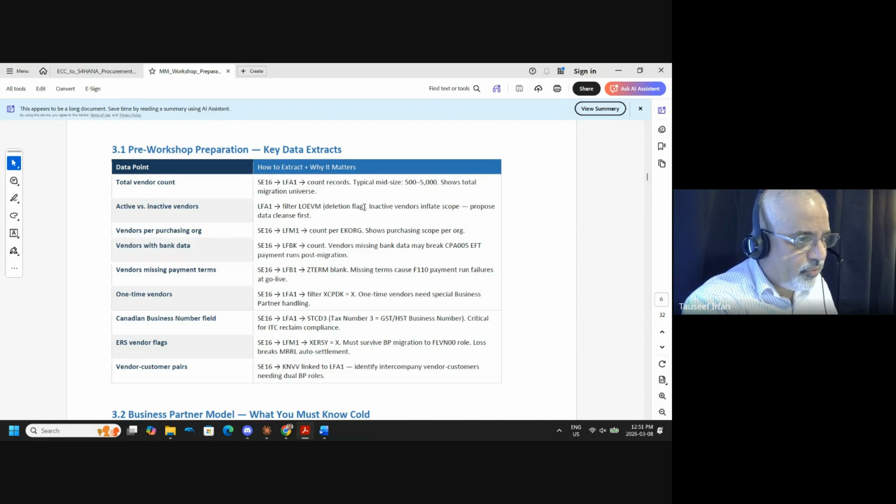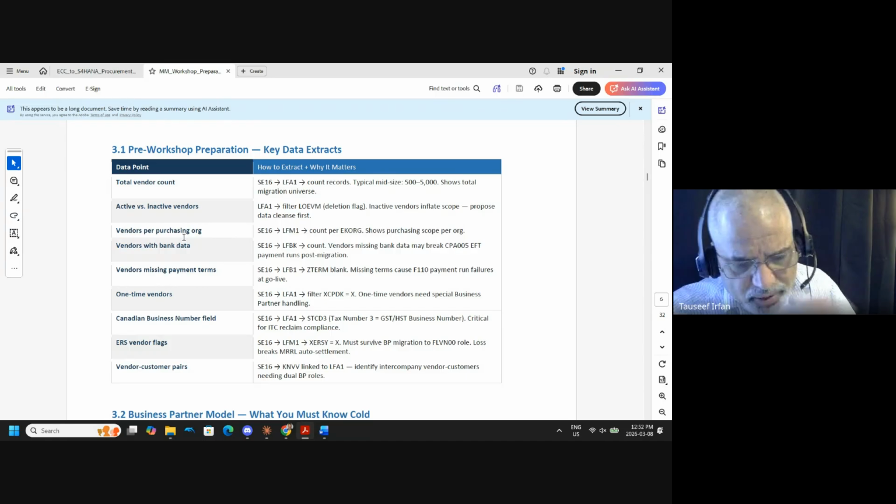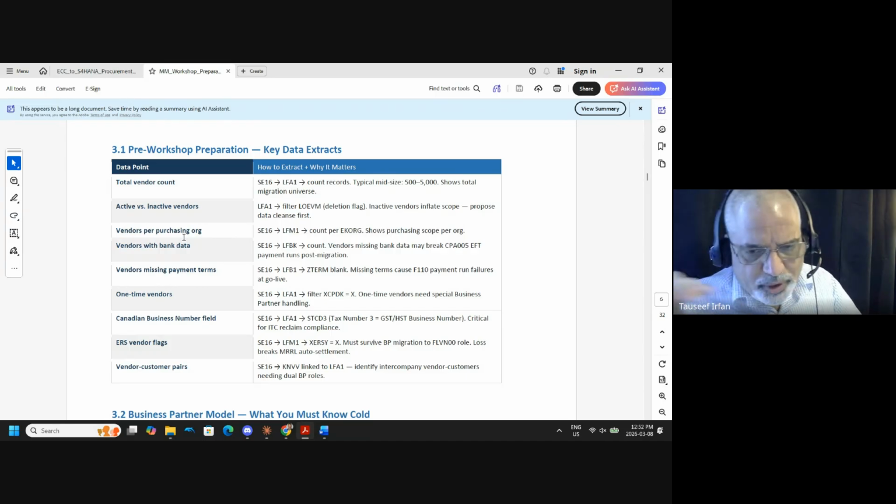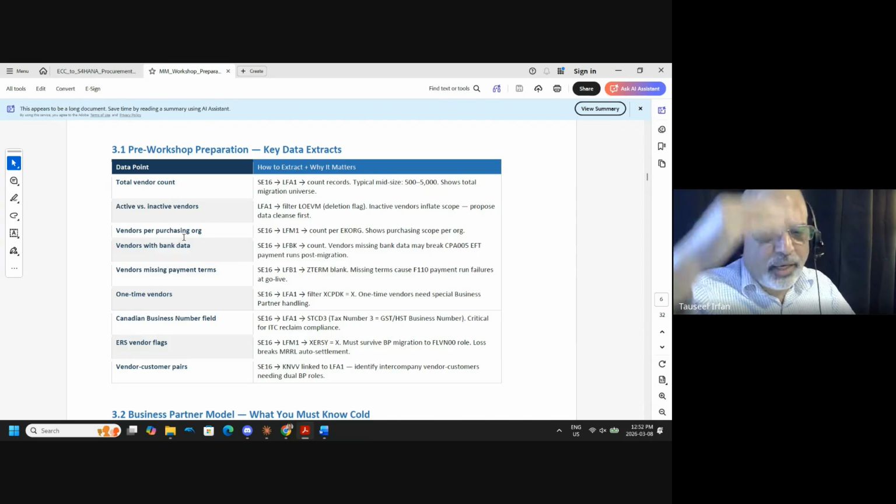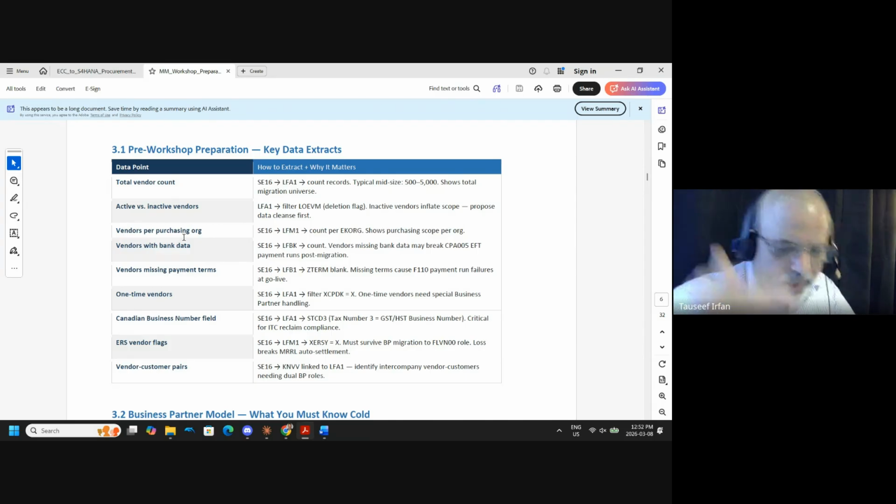Yeah, the deletion flag and all that you can see. This is the field known as deletion flag. Then the third one is the vendors per purchasing organization. You can do that analysis in the ECC LFM1 table. You can see the vendors are mapped to the purchasing organization. So now you can say for this purchasing organization, how many vendors. So this is all what you are doing.